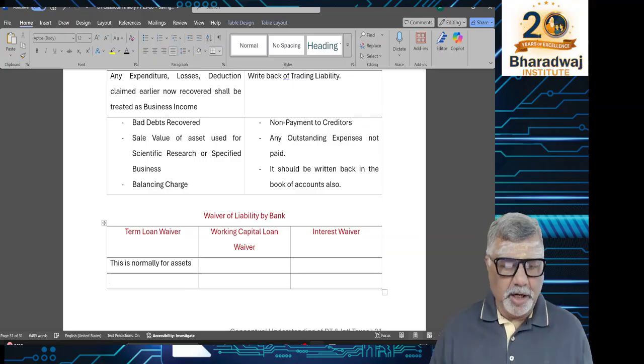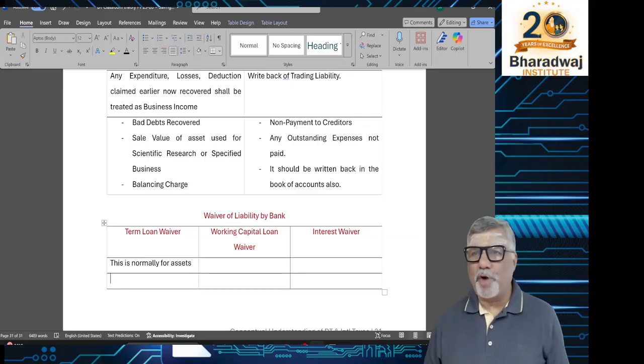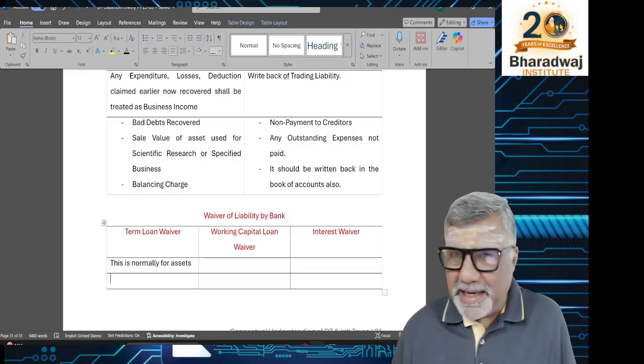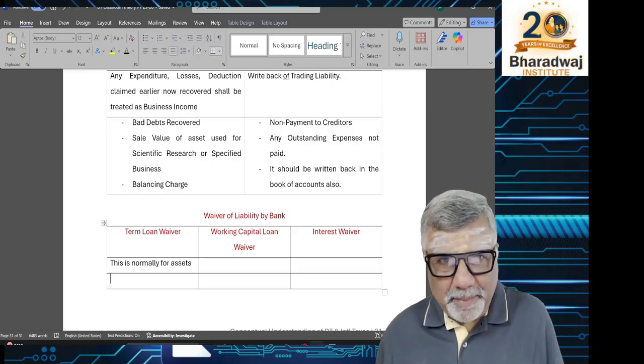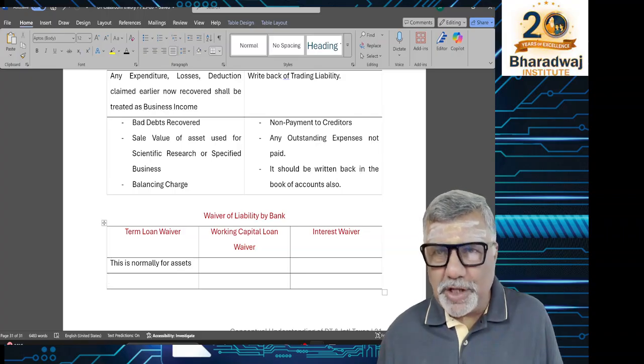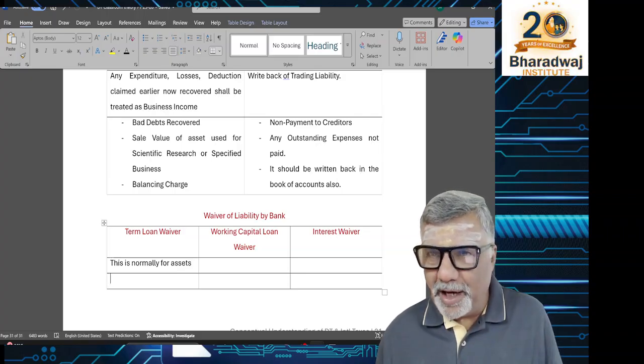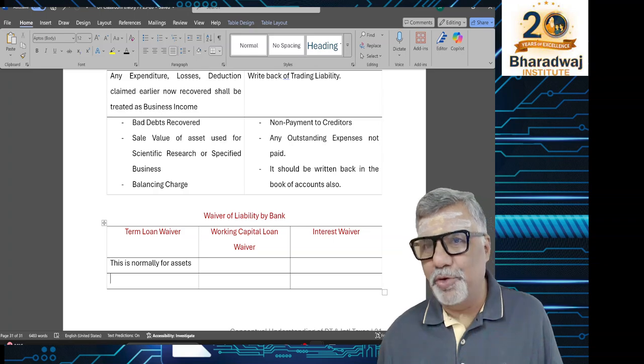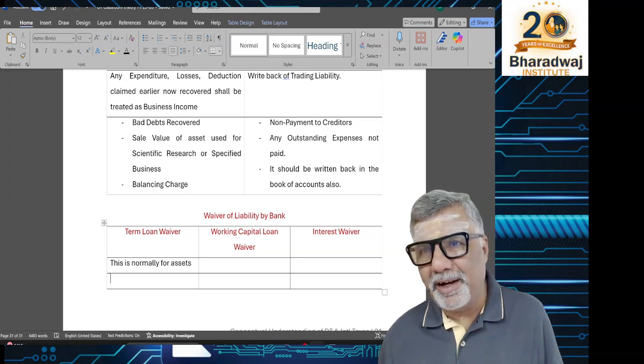You take term loan normally for assets. Buy a house, I pay in multiple installments. I buy a machinery, I pay in multiple installments. That is known as term. Am I clear? Okay. What can we do, Archana? Term loan waiver.